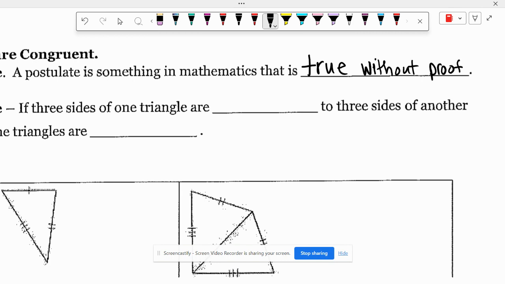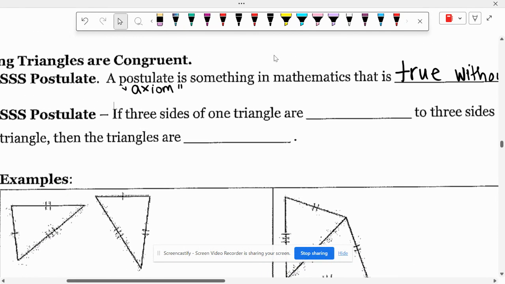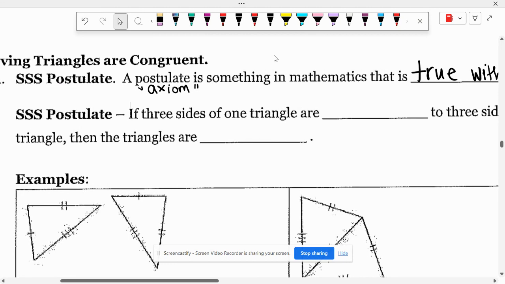True without proof. It is true without proof. Sometimes this postulate is also called an axiom. Just so you know, that's another word for a postulate. It's just a math rule. You don't have to prove it. It's just true. So the first postulate that we're going to learn today is the side postulate, which we abbreviate SSS.